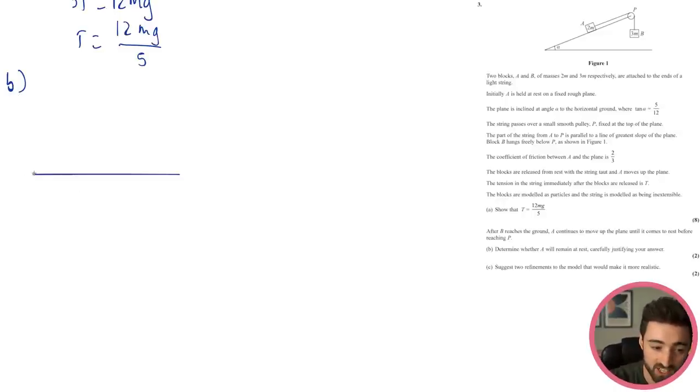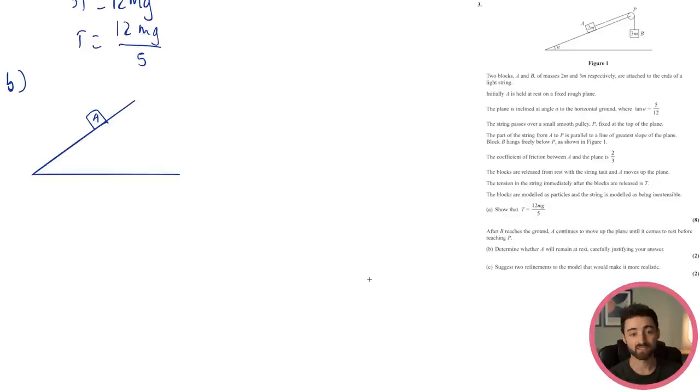So essentially, we've now got A and not really anything else, right? We've got this string here, but it's not taut anymore. B's on the ground, so that's not really affecting it at all. So essentially, we've got this block A, and then we ask ourselves, is it going to fall down the plane? So what are going to be the forces acting at this point?